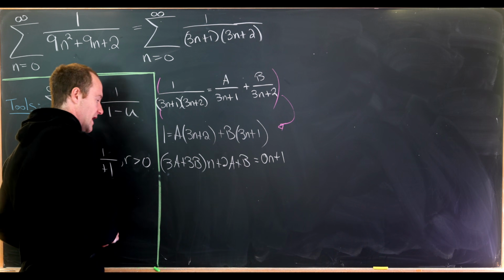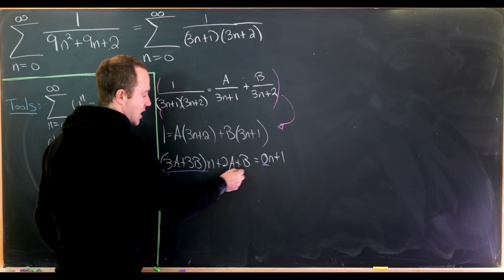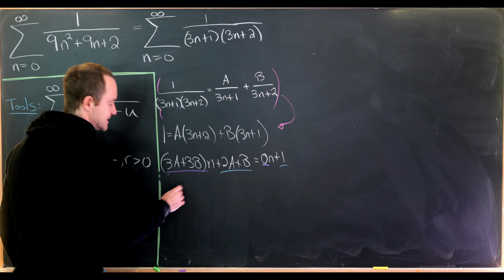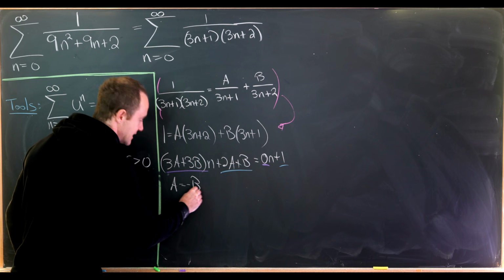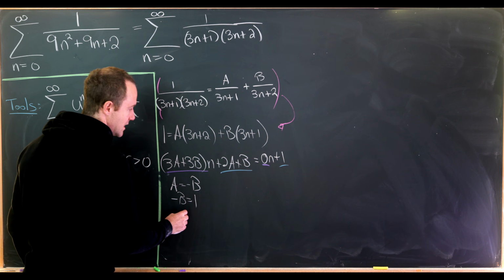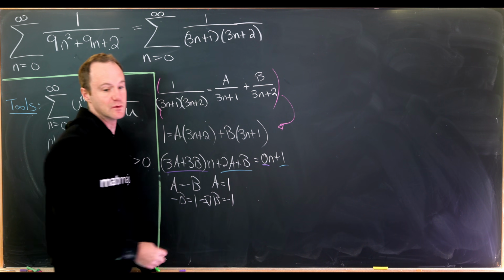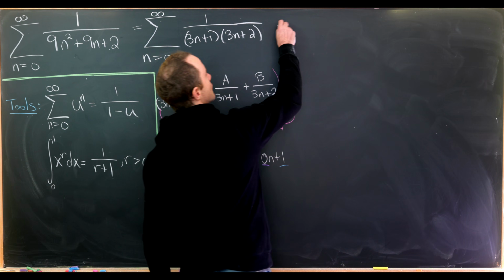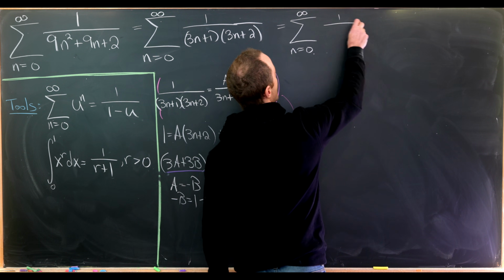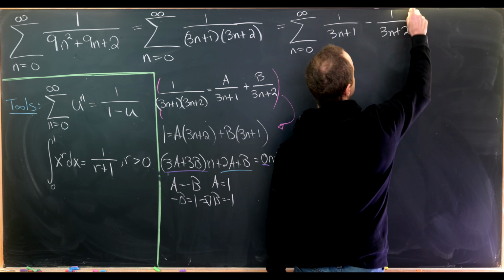And now we can equate the coefficients of n from both sides of the equation, as well as the constants from both sides of the equation. So that means 3a plus 3b is 0, meaning that a equals negative b. And then from plugging that in here, we have negative b equals 1, which tells us that b is equal to negative 1 and a is equal to positive 1. So that means we can rip this apart into the sum as n goes from 0 to infinity of 1 over 3n plus 1 minus 1 over 3n plus 2.